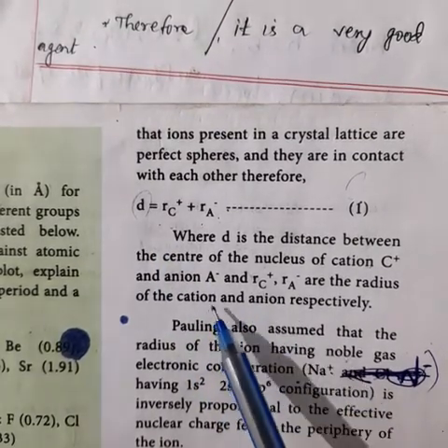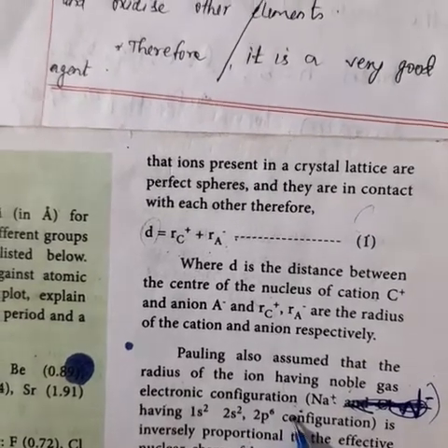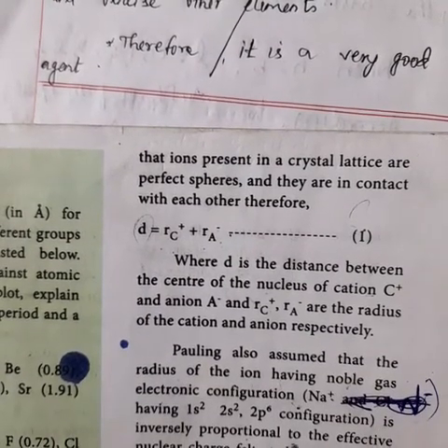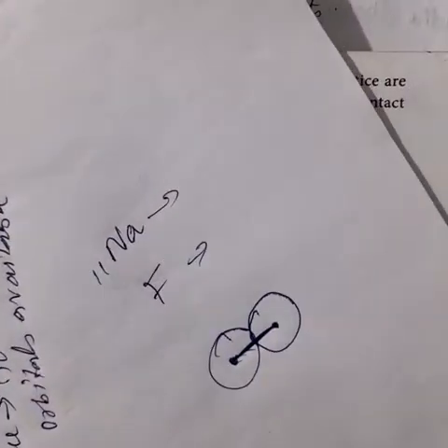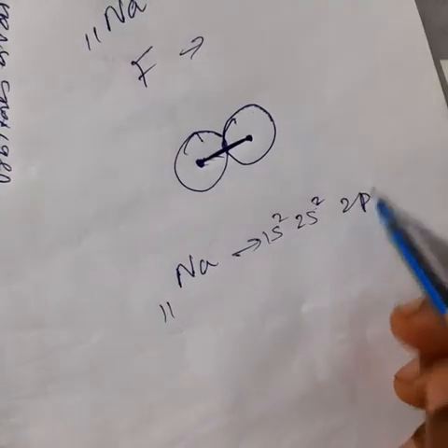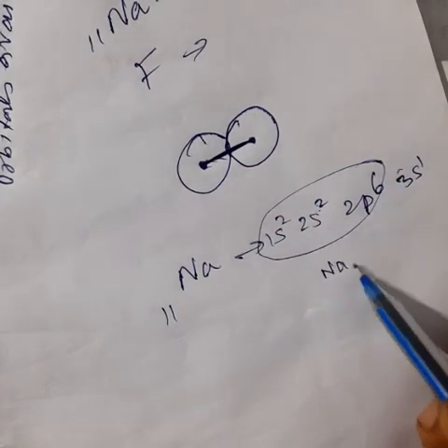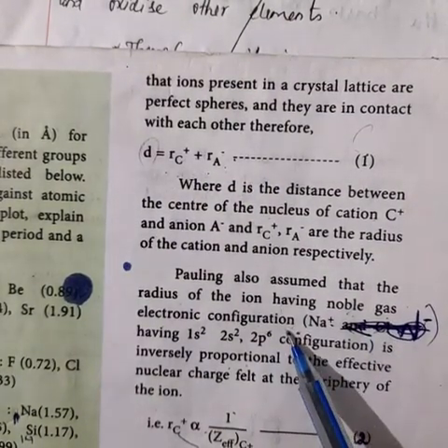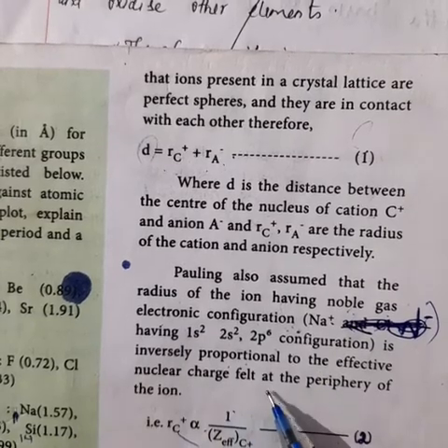Pauling also assumed that the radius of an ion having noble gas electronic configuration, such as sodium plus, is inversely proportional to the effective nuclear charge felt at the periphery of the ion. You know sodium's atomic number is 11, so the electronic configuration is 1s2, 2s2, 2p6, 3s1. When it loses this one electron, it becomes Na plus, which has the noble gas configuration 1s2, 2s2, 2p6.